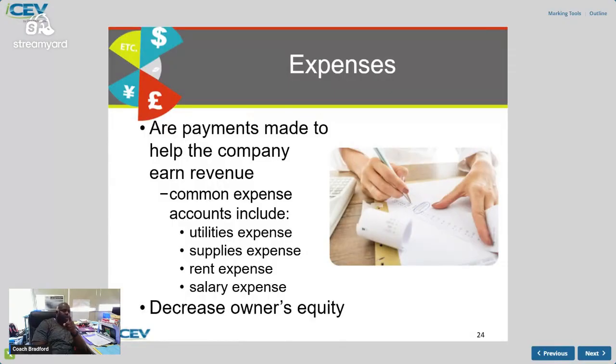Expense, okay? Expenses include things like utilities, right? You got to have the lights on. Supplies, you got to have the lumber. Rent, you got to have the building. Salary, you got to pay the people. And they all decrease owner's equity. The amount that you've earned is decreased by the amount you had to spend to earn it. Okay?